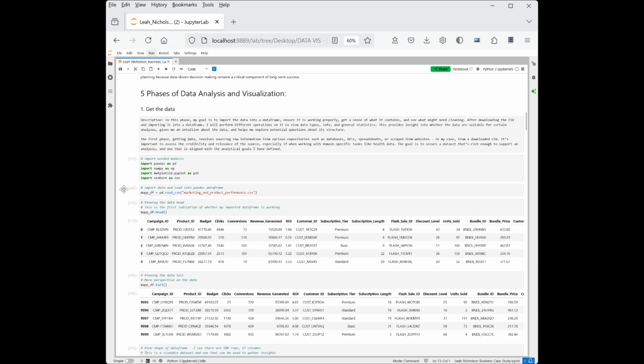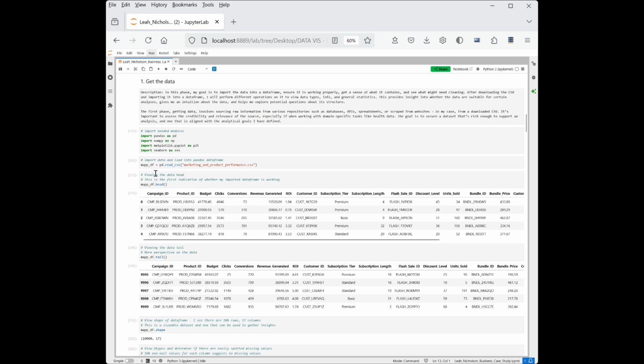And now we'll get into the first phase of data analysis. So first of all, I'll need to import some modules. So I imported them here. And I imported the data and loaded it into a Pandas data frame, which I called mapdf, which was an abbreviation for the name of the CSV. I then took a look at the head of the data using the head and looked at the tail.